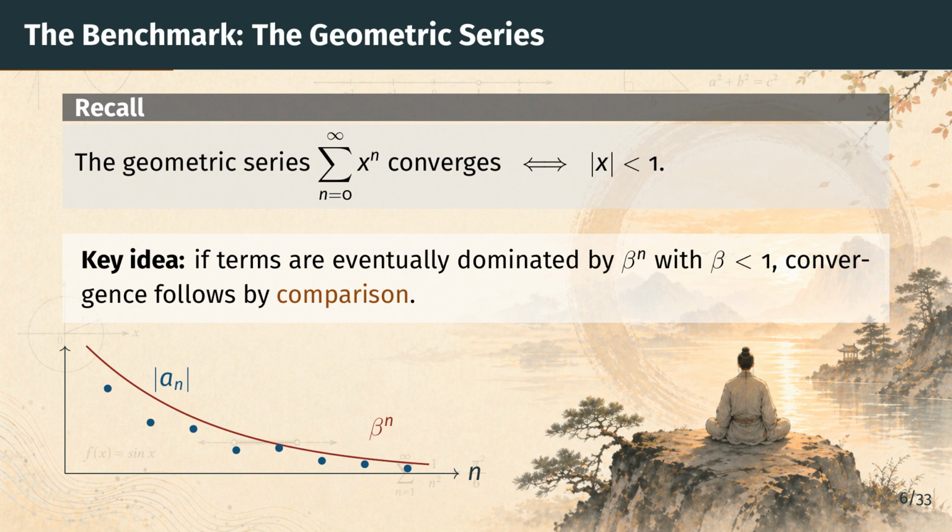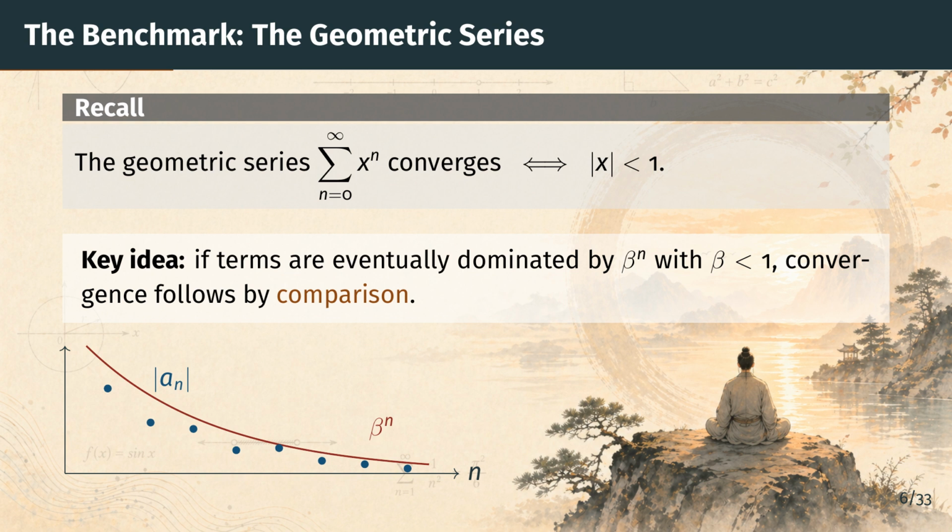Before stating the tests, let's recall our benchmark. The geometric series, the sum of x^n, converges exactly when the absolute value of x is less than 1. This single fact is the engine behind everything in this section. The key idea is shown in the picture.